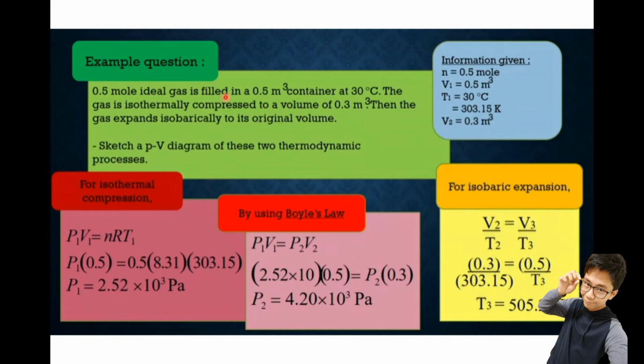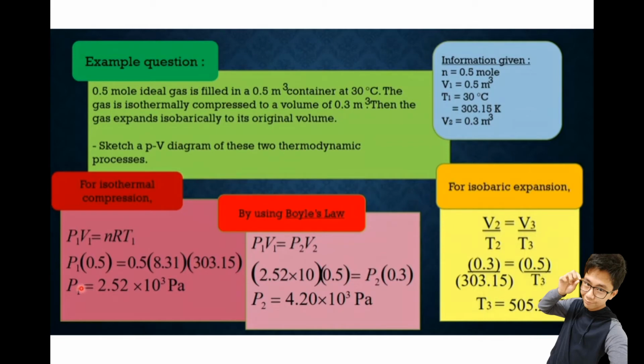Okay, so for the first one, which is isothermal compression, we can apply the equation P1V1 is equal to nRT1. So we substitute the information we have here into this equation and get P1 times 0.5 equal to 0.5 times 8.31 times 303.15.